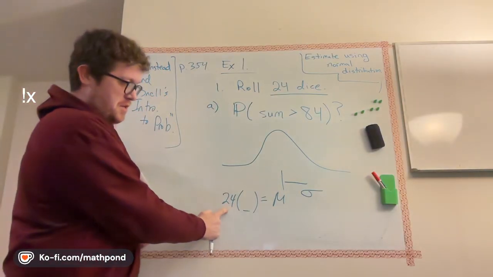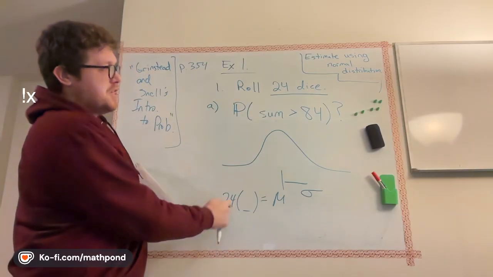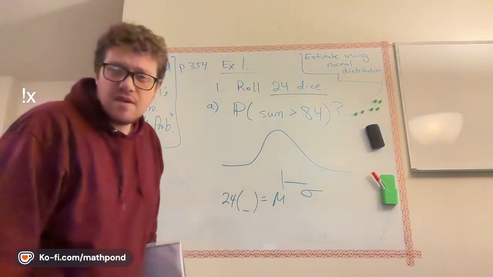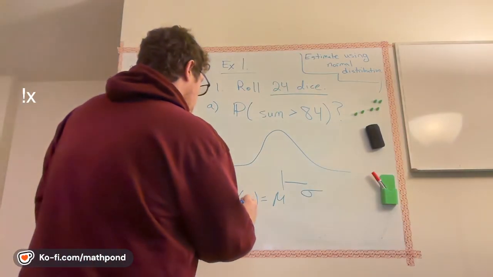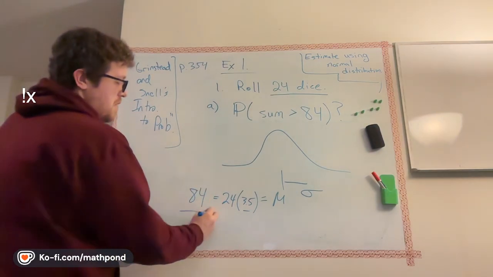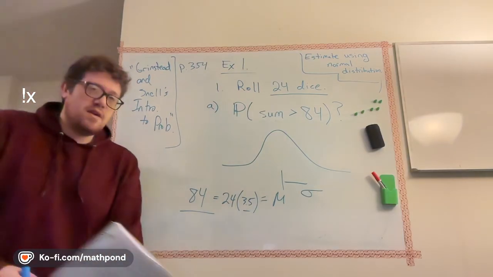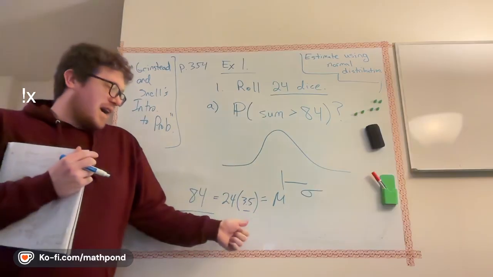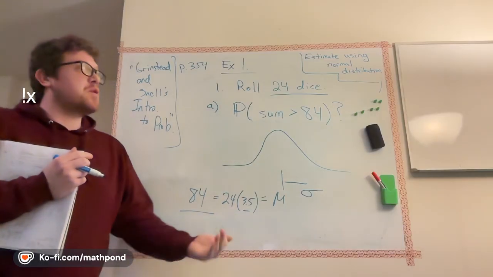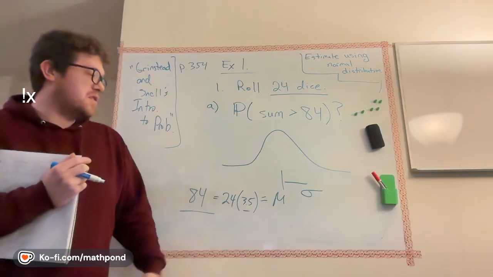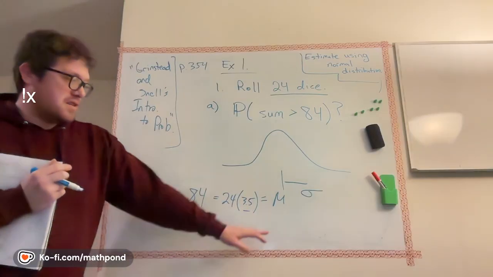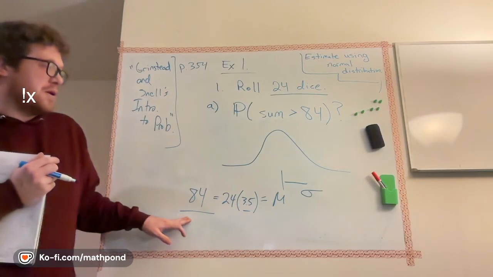So it's 24 dice we're rolling, and the average is what for one die? 3.5, right? Right, so this gives us 84. And why is it 84? Well, rolling one die has an average of 3.5, and when we add random variables, the expected value will add. So we're just rolling 24, it's 3.5 plus 3.5 plus 3.5 plus 3.5, etc. So 24 3.5s is 84.